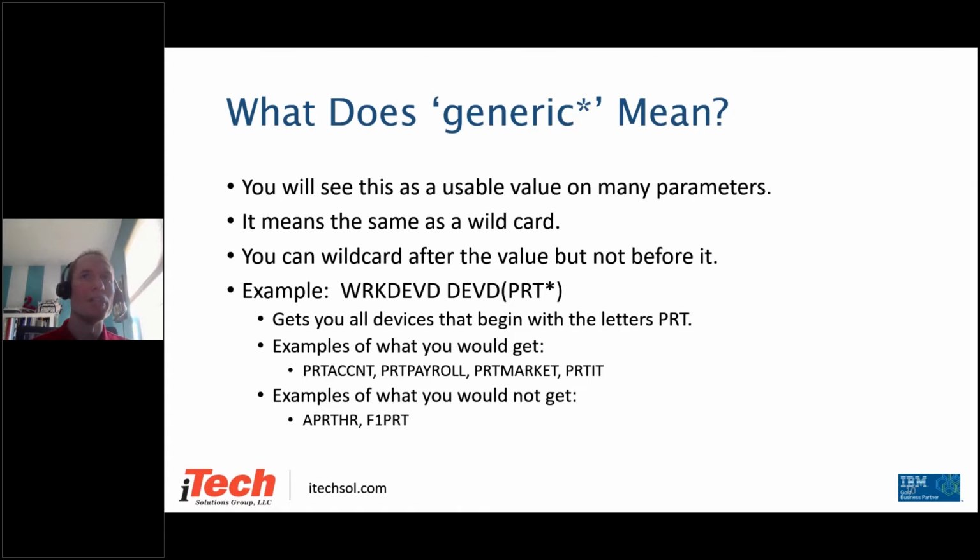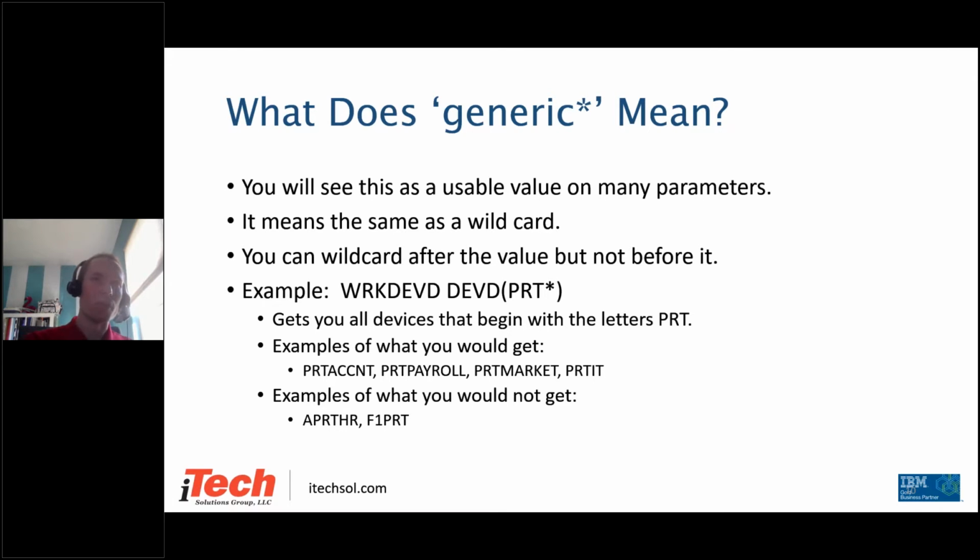And then what does generic mean? You'll see this as a usable value on many parameters. Simply put, generic is a wildcard. Most of the time, when you're using any other operating system and you put an asterisk after a string, it means you want to search for something that begins with these letters, but you don't care what's after those letters. So whenever you see generic, it means you can wildcard, but only after the value and not before it.